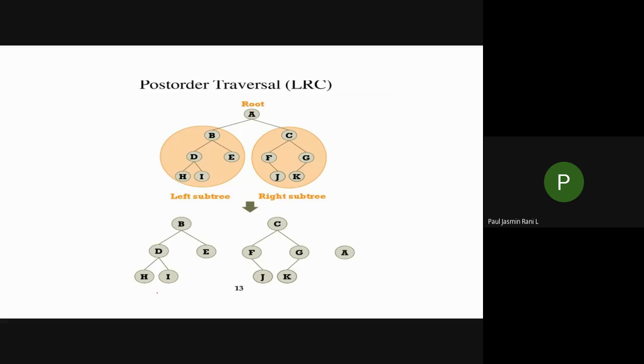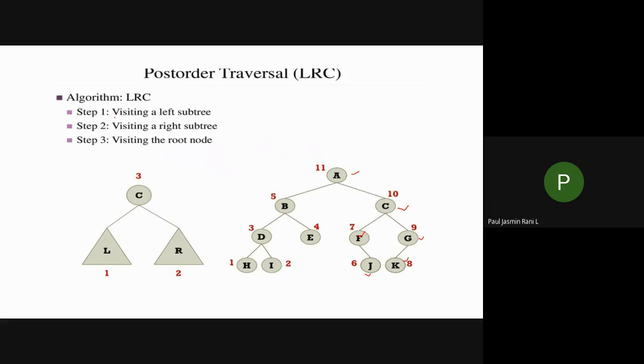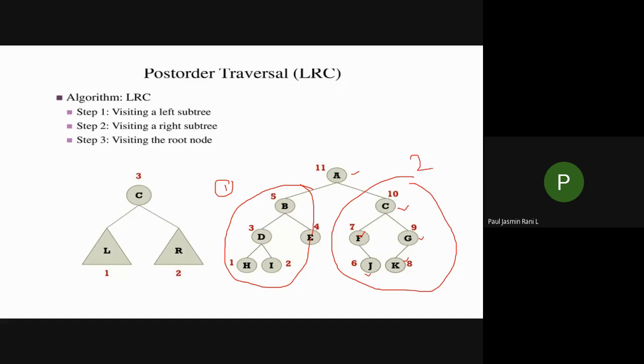Let's see how they are doing this one. So first, visiting your left subtree, visiting your right subtree, and at last only you are going to visit the root, isn't it? So you have to categorize your left subtree first, and the right subtree next. So here, which is your hierarchy? This is the first thing you have to do. This is the second thing you have to do. Third, the root will be considered at the last. So this is the procedure you have to follow.